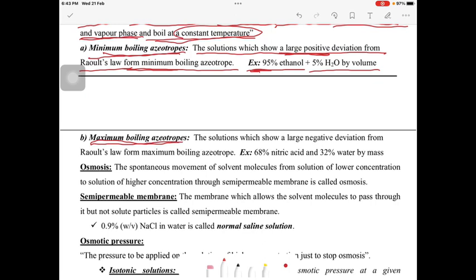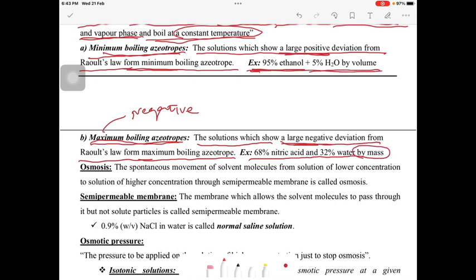Maximum boiling azeotrope: the solutions which show large negative deviation from Raoult's law form a maximum boiling azeotrope. Maximum means negative. Example: 68% nitric acid and 32% water by mass.